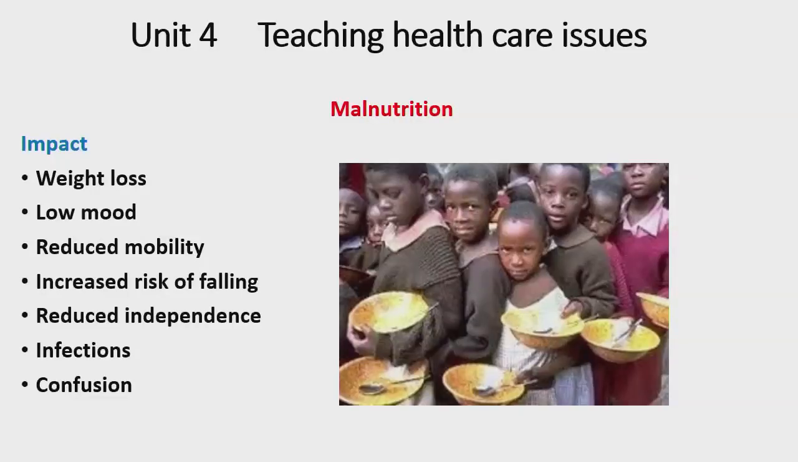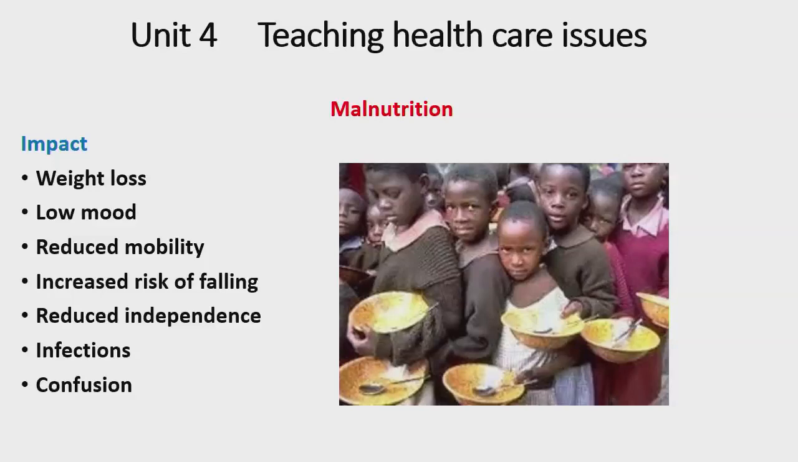Now we look at malnutrition, also in Unit 4, and we look at the impact of malnutrition. So malnutrition would be not to have a healthy diet, not to be able to eat all of the food groups that should be included to have a balanced diet, and the impact that it has on a learner.